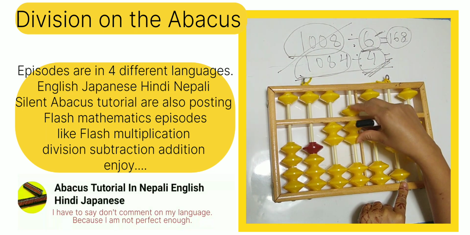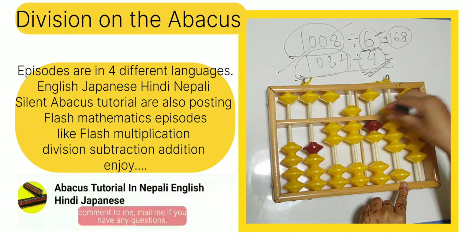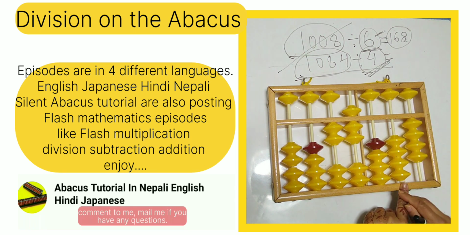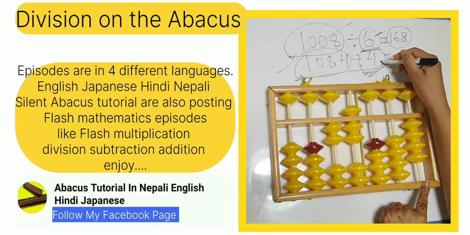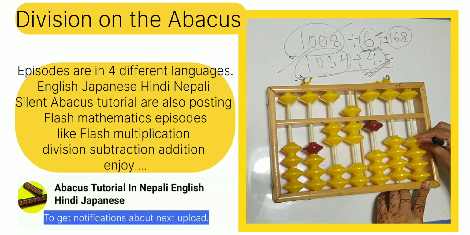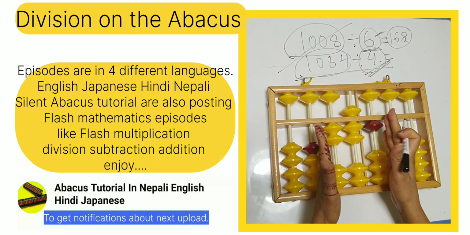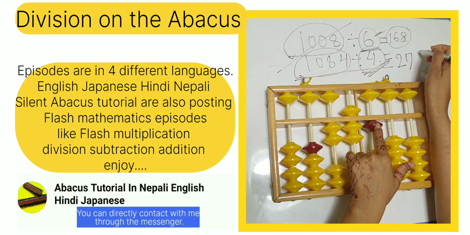7 times. 4 sevens are 28. Take 4. 4 divided by 4, your answer is 1. 4 ones are 4. Dividend finished. These are our answer: 2, 7 and 1.